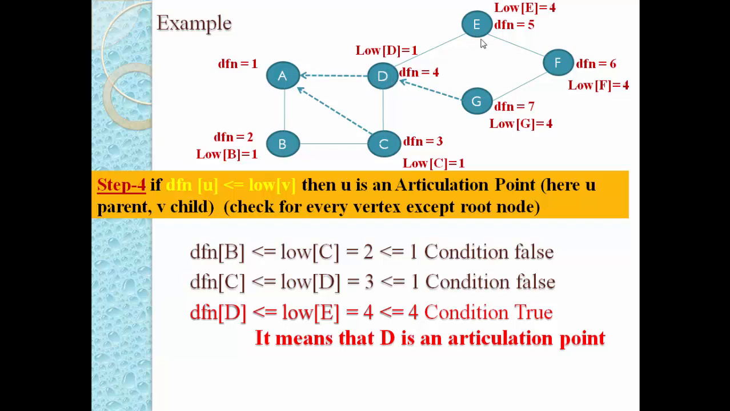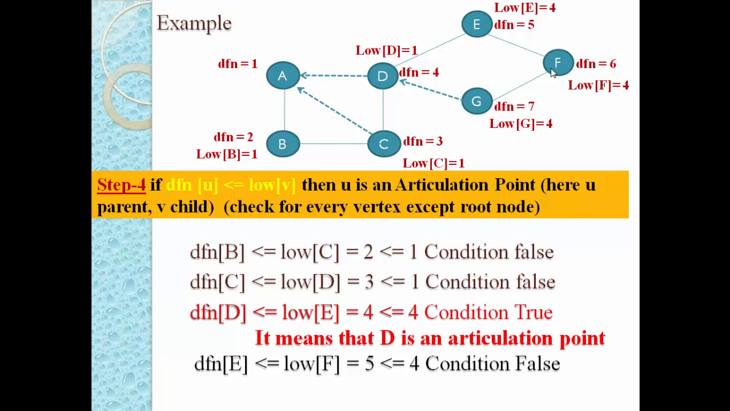You can check each and every other pair also. For example, our next pair, that is E and F. E is the parent node and F is the child node. So DFN of E less than or equal to low of F. DFN of E is equal to 5 and low of F is equal to 4. So 5 less than or equal to 4, the condition is false. It means that E is not the articulation point.